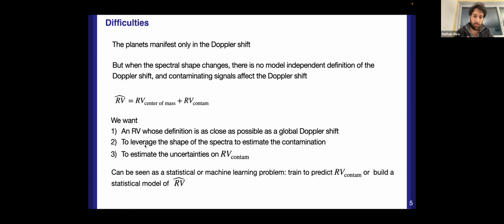You want to leverage the shape of the spectrum, so you can train your neural network or whatever machine learning method you have to predict from this shape what is the contaminating signal in RV that you expect. Or you can try to have a joint model of the center of mass and of the RV contaminating model within a statistical framework.